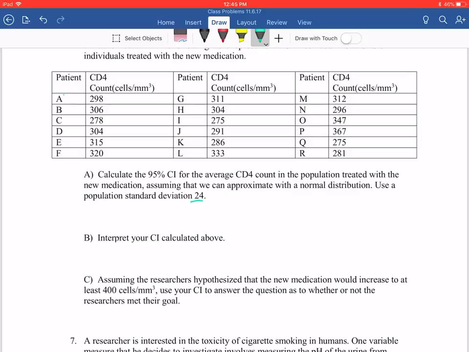So this one, they tell us our standard deviation is 24. We know we have patients A through R, so we have 6 here, 6 here, and 6 here, so we know our n is going to equal 18. We need to find our average, our x-bar of the sample. If you add up all the CD4 counts and then divide by 18, you're going to get 5,499 divided by 18. So your x-bar is going to equal 305.5.